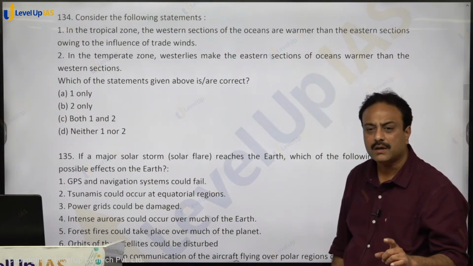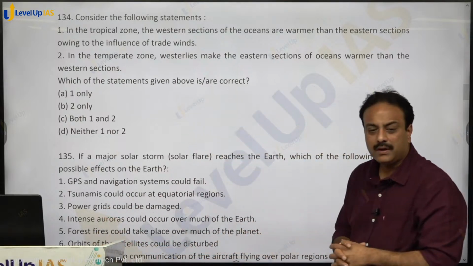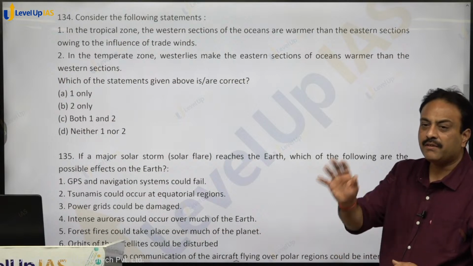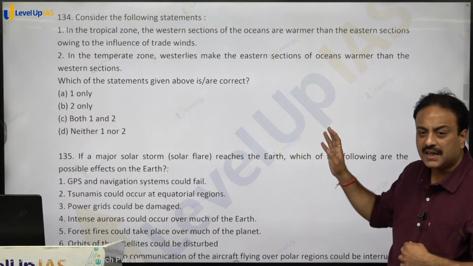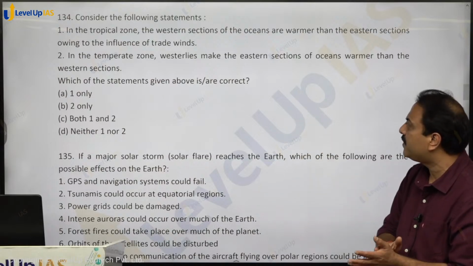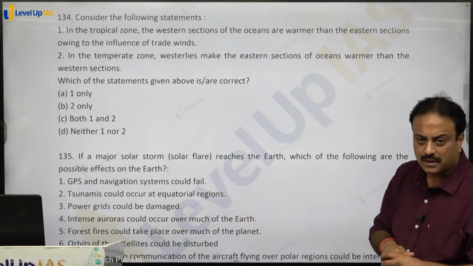So correct one or not? The statement is correct. In the temperate zone, westerlies move. Westerlies will move from west to east. So east will have more temperature as compared to west. It is written the same: westerlies make the eastern section of the ocean warmer than the western section, right?